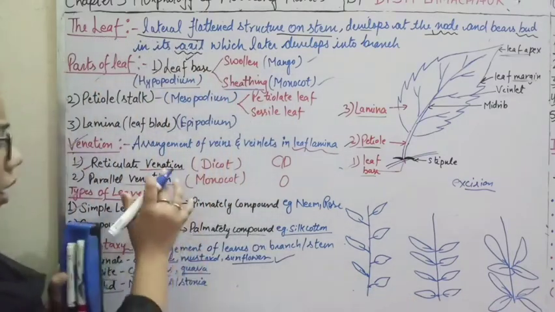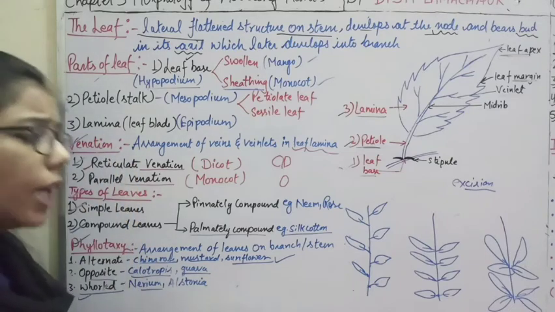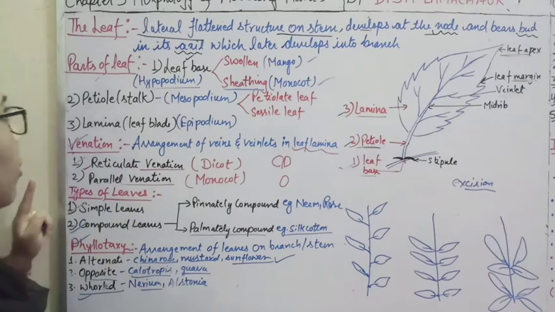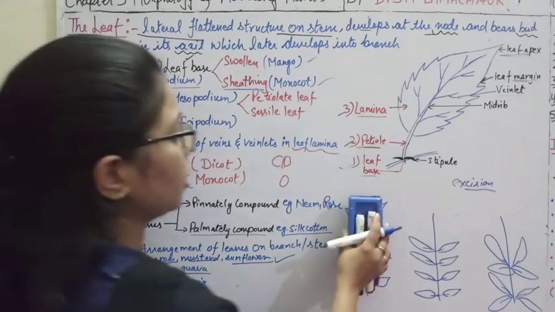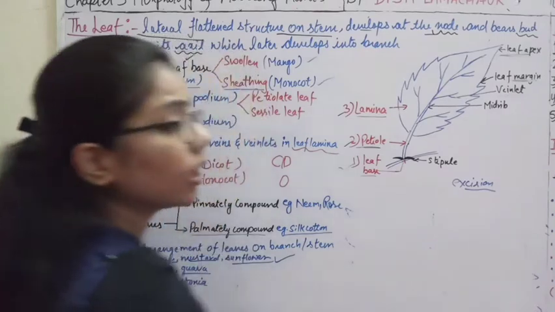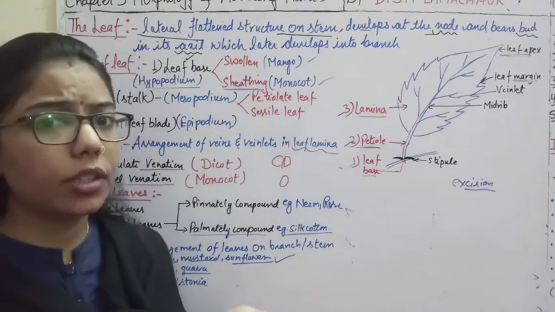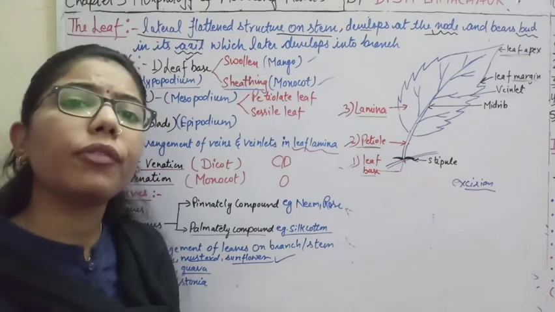So we have done these subheadings under the leaf part. Now we will discuss one more thing about the leaf, that is modification. In all of these, whether it is root, stem or leaves, we are studying modification. Why? Because these modifications are important for different functions.